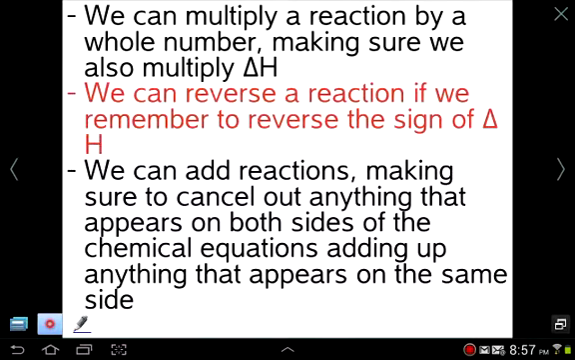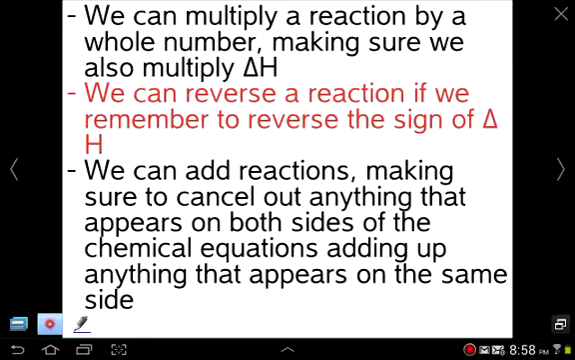We can reverse a reaction. We've seen this before. If we do, we also reverse the sign of delta H. We can add reactions, making sure to cancel out anything that appears on both sides of the chemical equation, and adding up anything that appears on the same side. And that's what we've done. And where this comes from is you've actually done this in algebra with something called systems of equations. They actually taught you the method that we are employing here for chemical reactions.